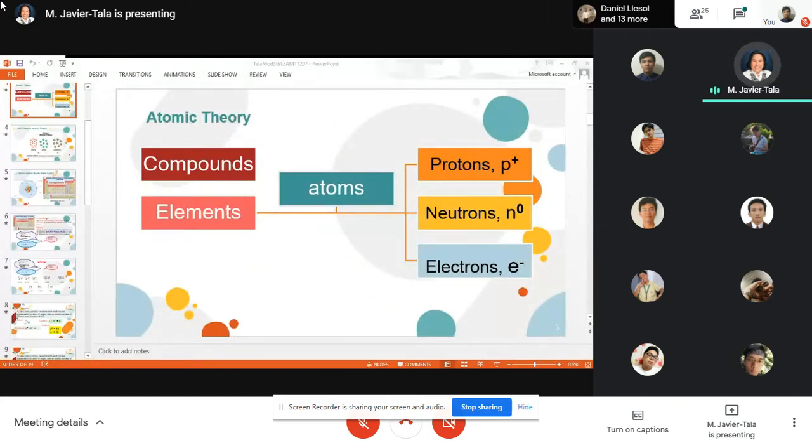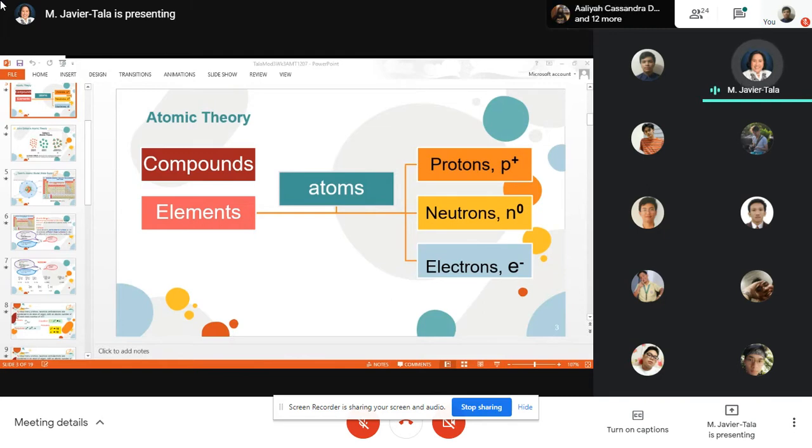Okay. So here in the atomic theory, you already know that compounds are made up of elements. That's why you have your periodic table. And also the elements are composed of atoms, and it came from the Greek word atomos, and it's not attributed to Plato or any other philosopher. It is attributed to Democritus because atomos means indivisible.